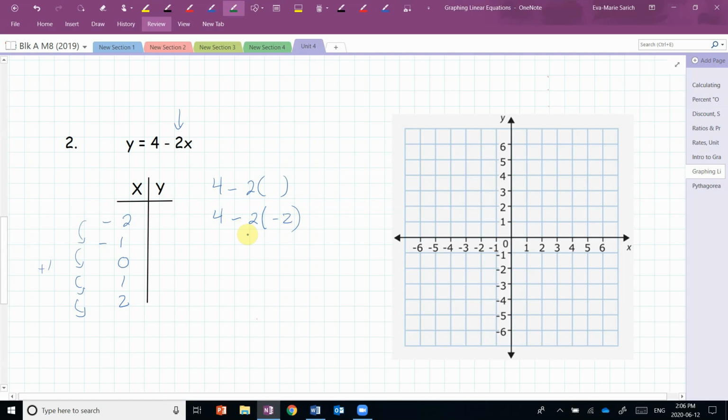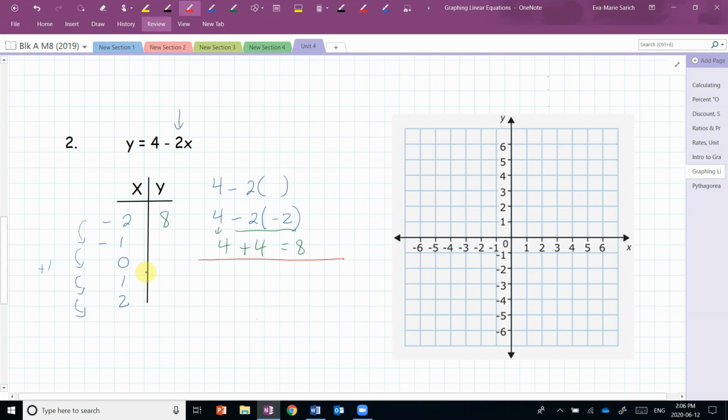And then we're going to multiply and divide. So here's our multiply. -2 times -2 gives us +4. So bring down the next number, and 4 plus 4 is equal to 8. So when x is -2, y is 8. We got our first number. Okay? I'm just going to draw a line.